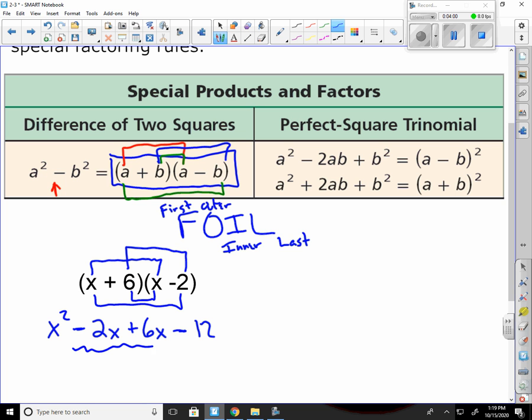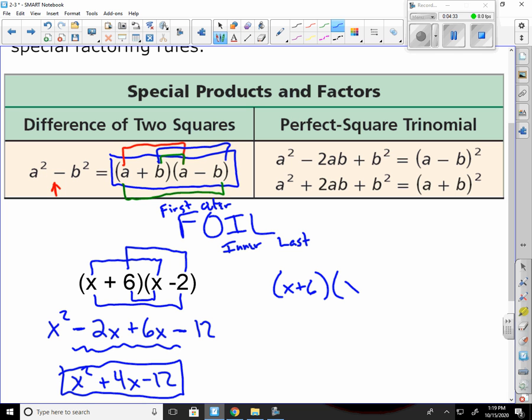Now in the center here, I have x's, which means that I can combine those two terms. Negative 2x plus 6x. What's 6 minus 2? Just gives us 4x. So we have x squared plus 4x minus 12. That would be our final answer when we FOIL. As I said, I also realized that FOIL can be a little confusing when you're looking at it like that. So let's try it another way.